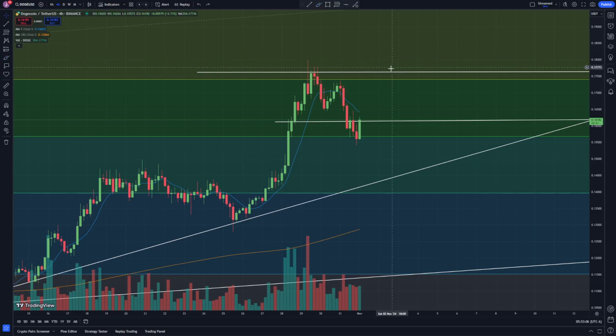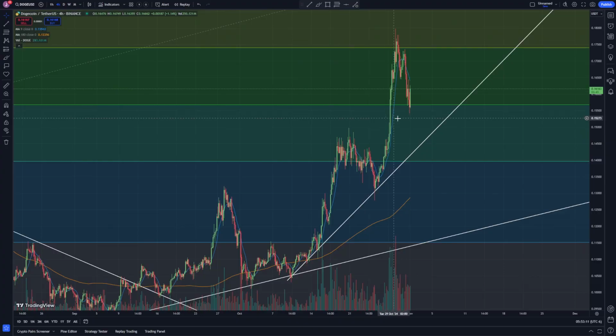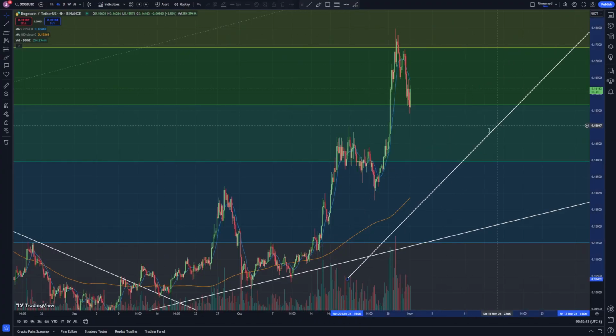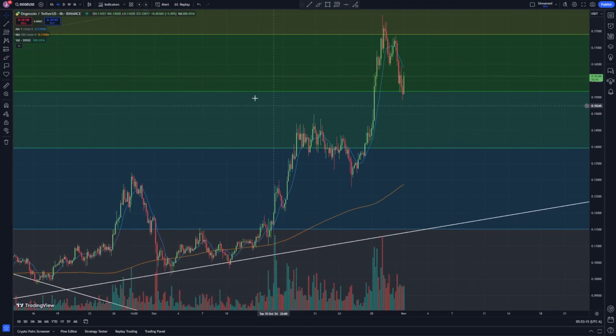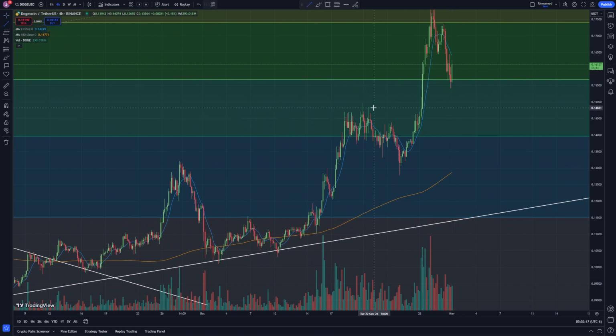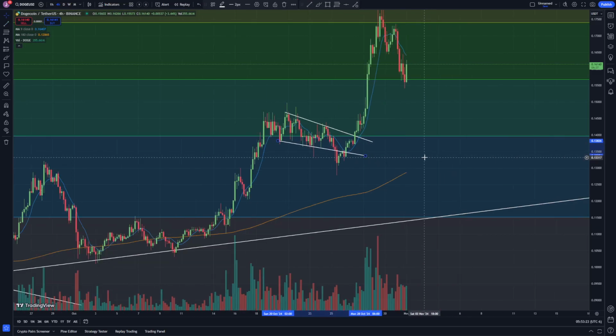The other thing that I was noticing is, if we go back, okay, so we're on the 4-hour time frame, that's correct. Okay, so let's take a look at the little bull flag that we just came out of. So we had resistance, something like that, and then we had support, something like this.